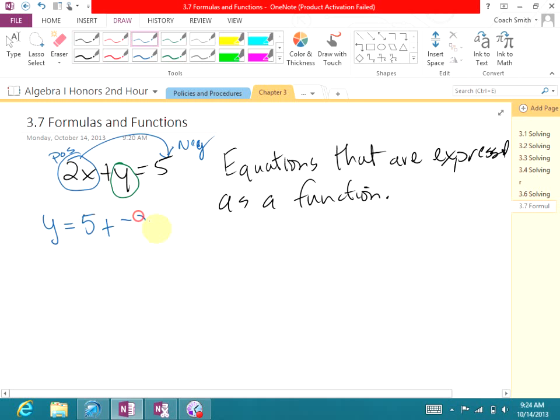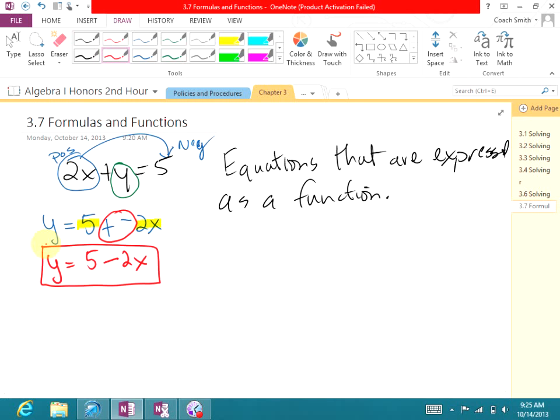plus a negative 2x. Now, these two terms, 5 and 2x, are not the same. So you can't put them together. Okay? And so then, as far as I can go is this. And that's it. The reason it's a minus is because you have that plus and negative. And so y equals 5 minus 2x is my answer. It is the function in y form.